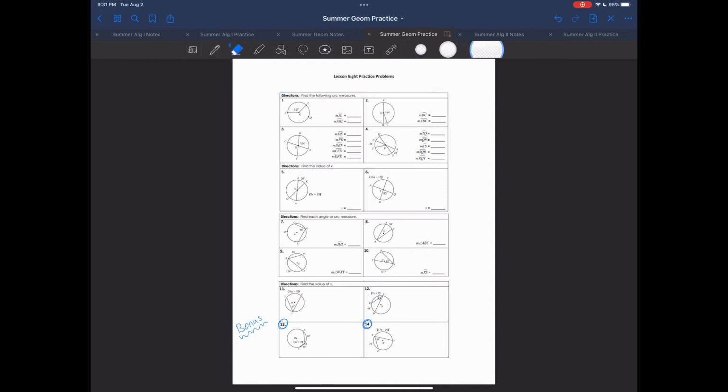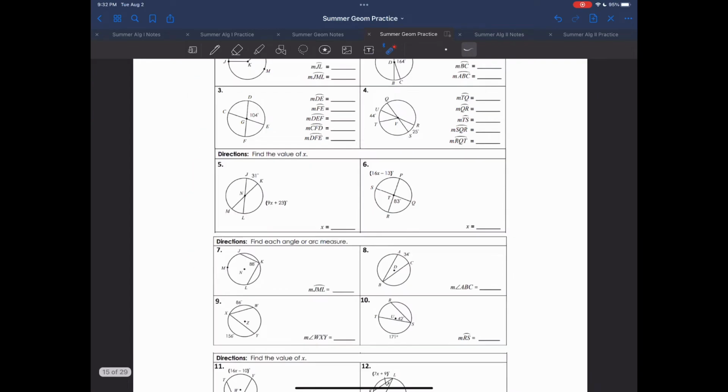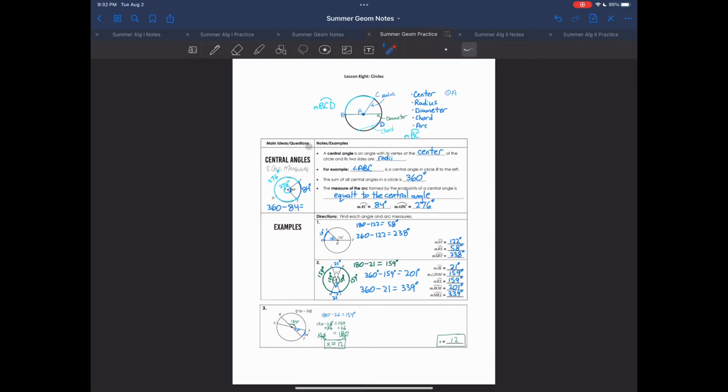Looking at the practice sheet real quick, I did include 13 and 14 to be bonus ones, FYI. The ones I want you to focus on would be 1 through 6, okay? Starting at number 7 involves inscribed angles, which you can try, but you'll have to watch the other part of the notes. All right, hopefully that went well. I will see you guys next time.